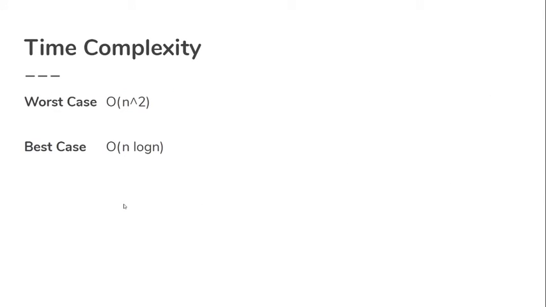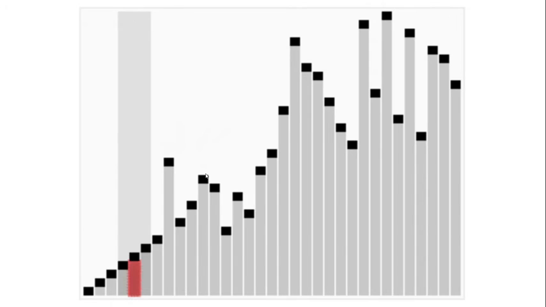The time complexity of Quicksort: the worst case is O of n squared and the best case is n log n. We have already seen n log n complexity. If you want to know more about time complexity, don't forget to watch our previous videos.